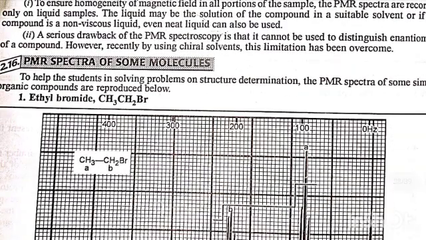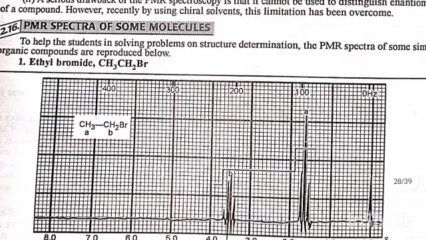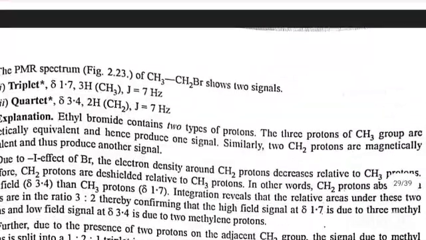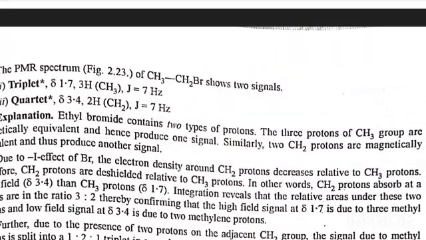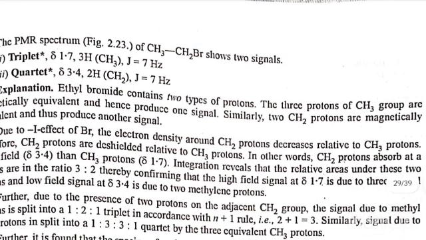PMR spectra of some molecules. To help the student in solving problems on structure determination, the PMR spectra of some simple organic compounds are reproduced below. Ethyl bromide. The PMR spectrum of CH3CH2Br shows two signals. Triplet at delta 1.7, 3H, J equal to 7 Hz. Quartet at delta 3.4, 2H, J equal to 7 Hz.